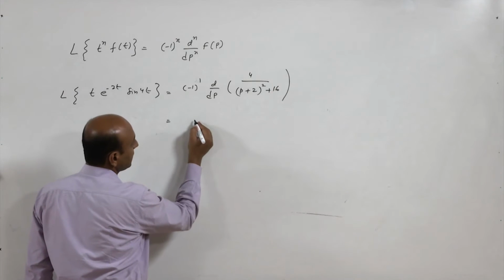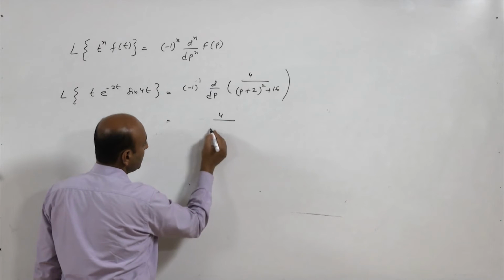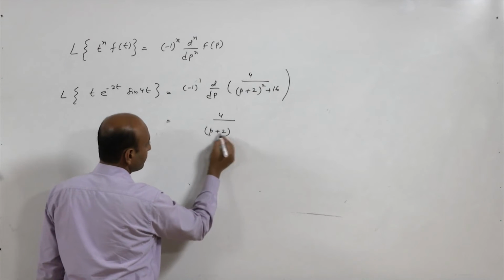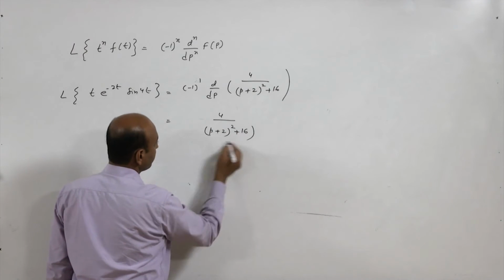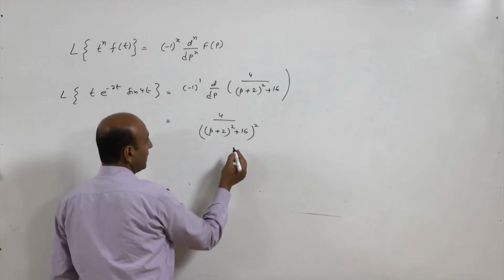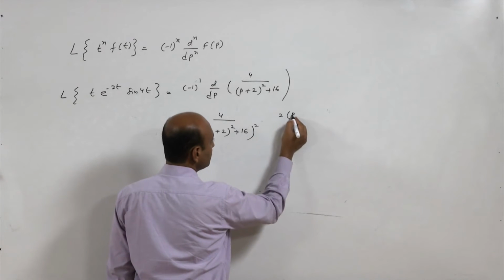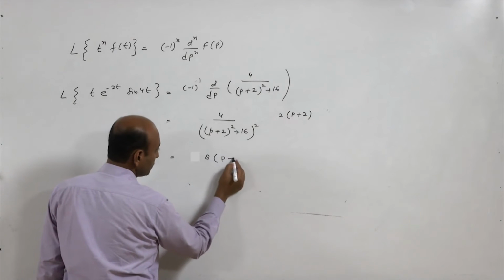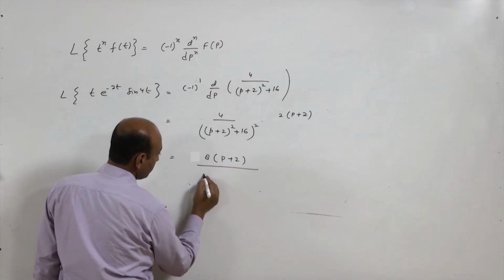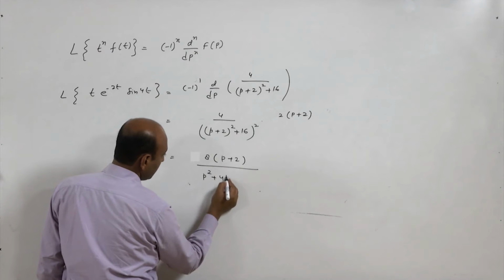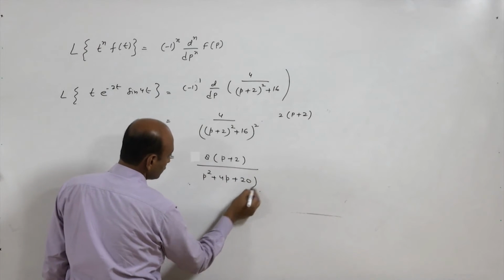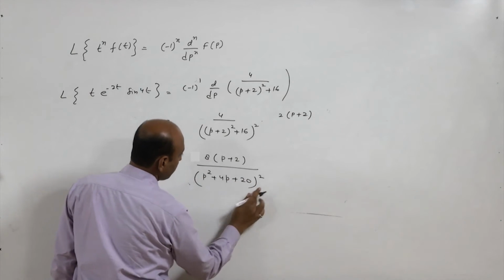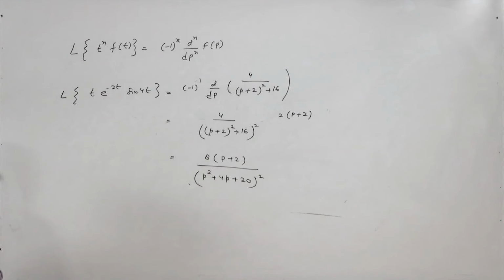So, it is 1 by the denominator square, times the derivative of the denominator, that is 2 into p plus 2. So, it is nothing but 8 times p plus 2 upon p square plus 4 p plus 20 whole square. So, this will be the Laplace transform of this expression.